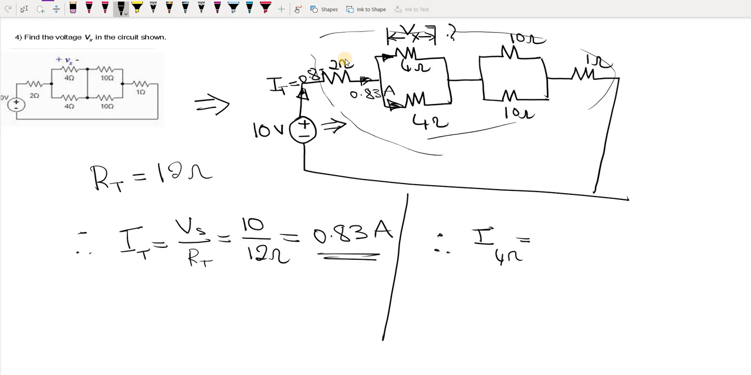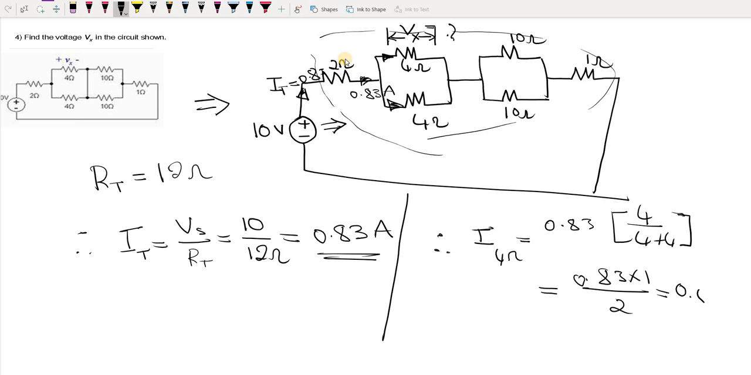That is, current through upper 4 ohm is total current, that is 0.83 into resistance of other branch. Resistance of other branch is 4 ohm divided by 4 plus 4. Anyway, it will come the same answer. This is 50% of 0.83. It's nothing but 0.83 into 1 divided by 2. That is half of that. That is 0.465. Correct? 0.465 amperes. That is current through 4 ohm resistance.